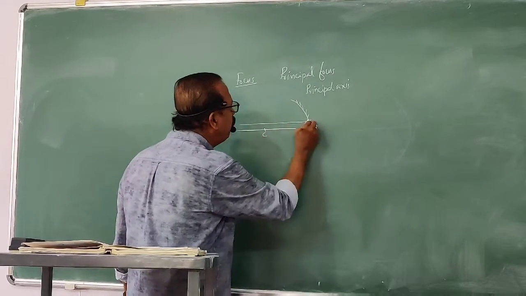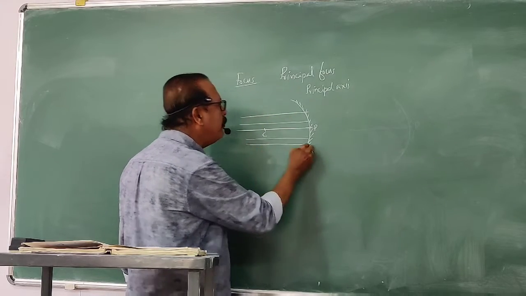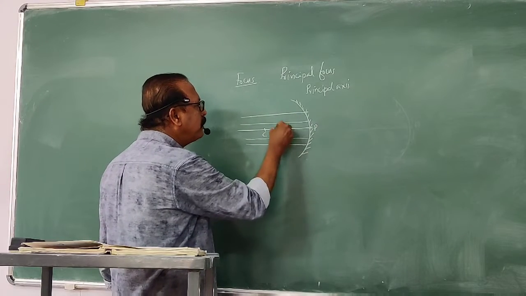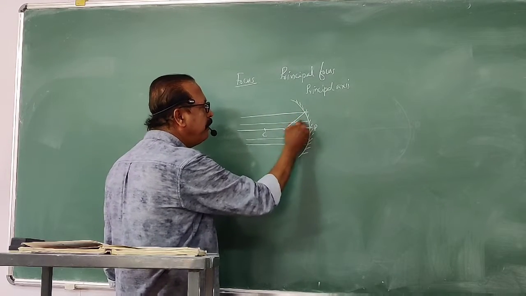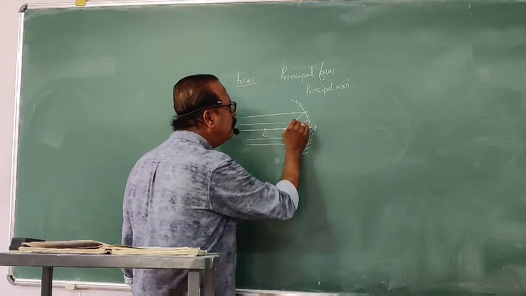Suppose a parallel beam of light is incident on the mirror like this. A parallel beam of light. After reflection, they will converge to a point like this.